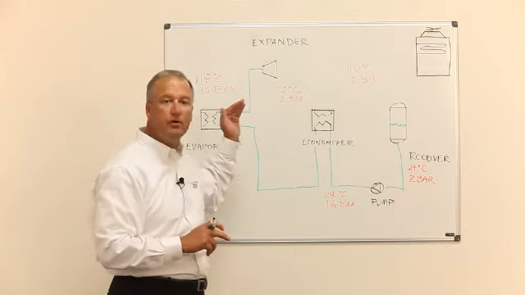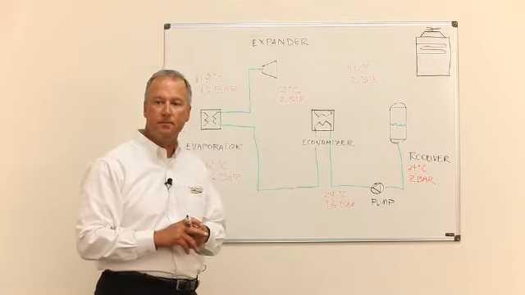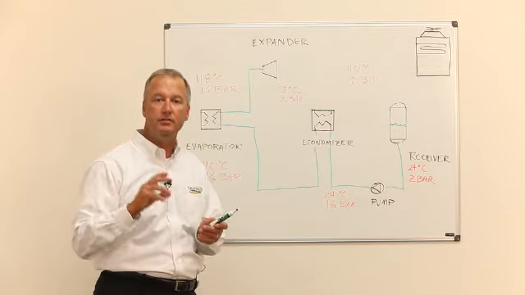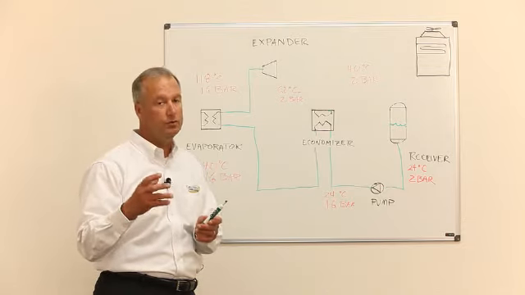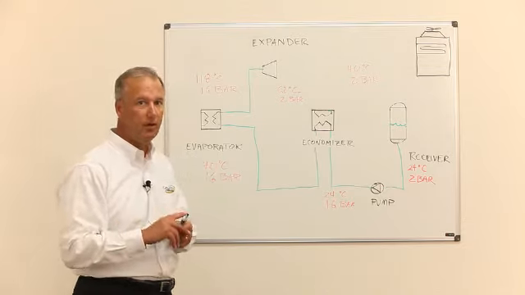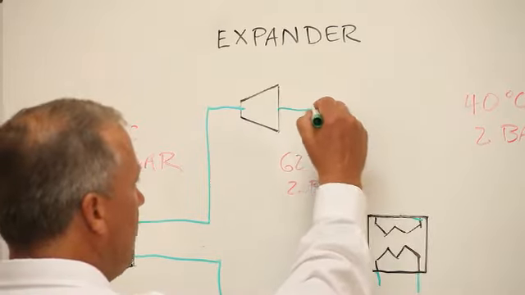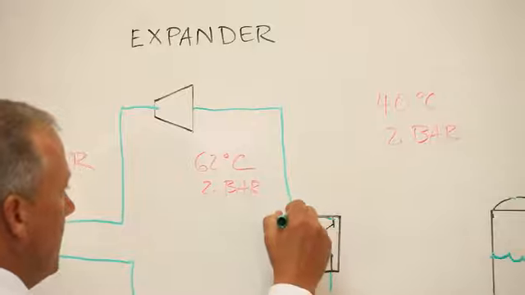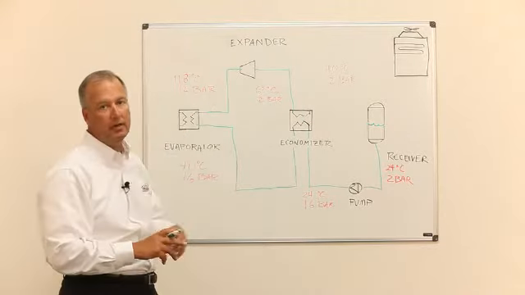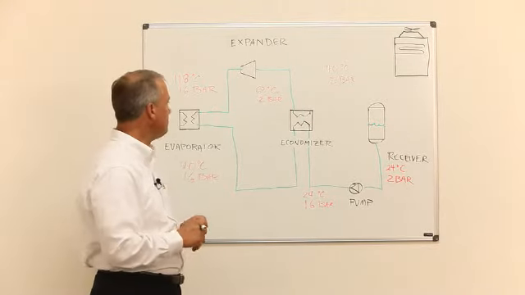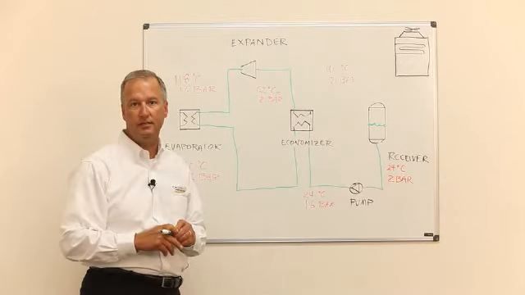As the refrigerant goes through the expander, it spins a turbine which generates our electricity. On the downstream side of the expander is low pressure. So as the vapor comes out, it's going to be at 2 bar and 62 degrees C.